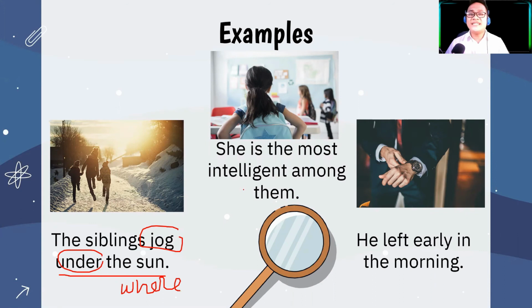Next, she is the most intelligent among them. The prepositional phrase in this example is among them, because the preposition here is the word among, and the object of the preposition is the word them. It is a prepositional adverb phrase because it describes the adjective or salitang naglalarawan. Okay, ano yon? The intelligent. So that's our second example.